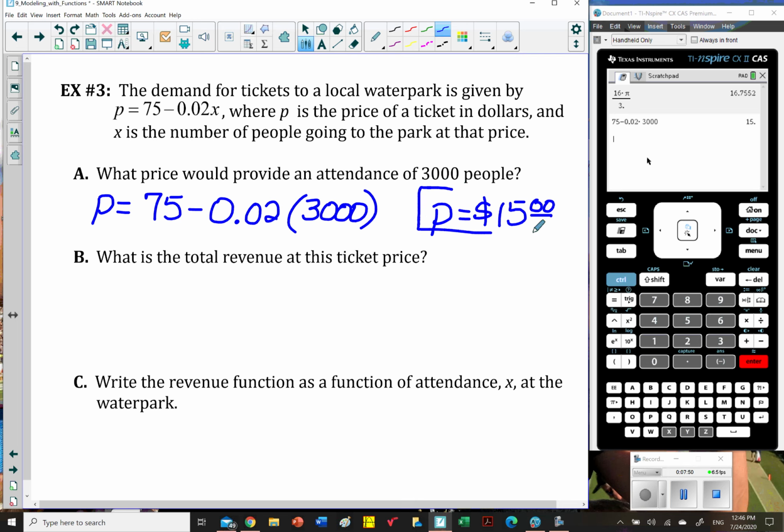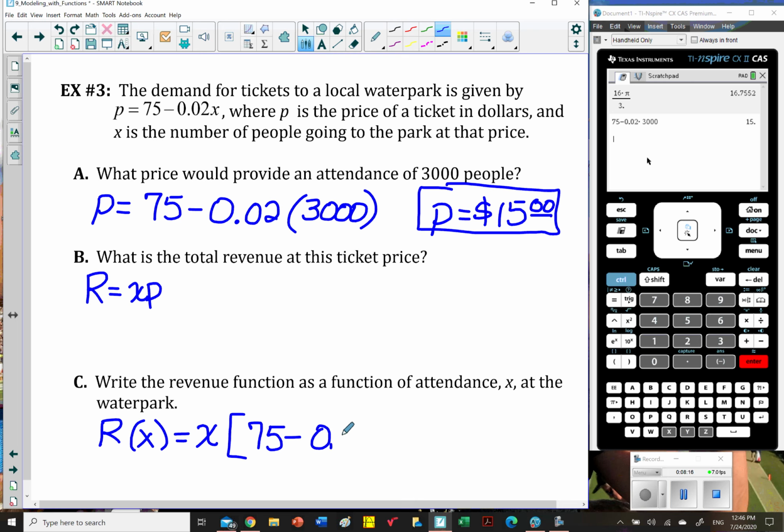Now, what is the total revenue at that ticket price? So you could do one of two things. Revenue is X times P. So you could write an equation for that, which is part C, write the revenue function. So the revenue function is X times P, and P was 75 minus 200X. So that would be 75X minus 200X squared. That would be the revenue function.